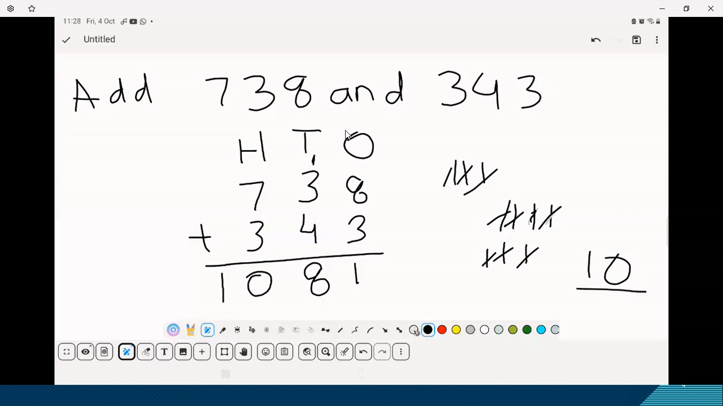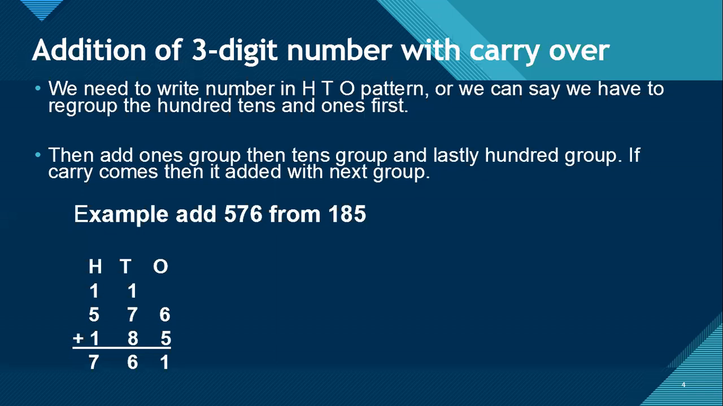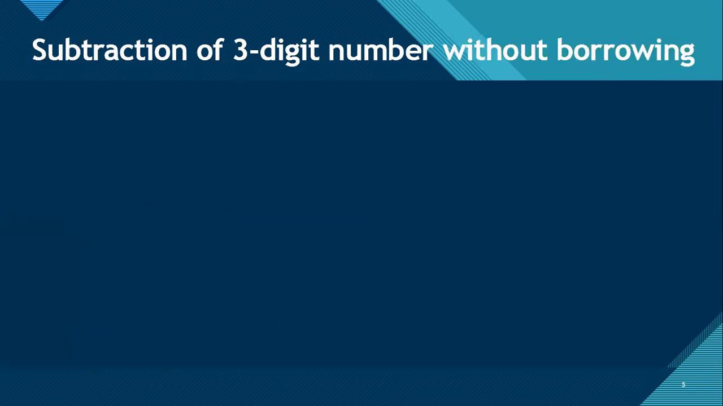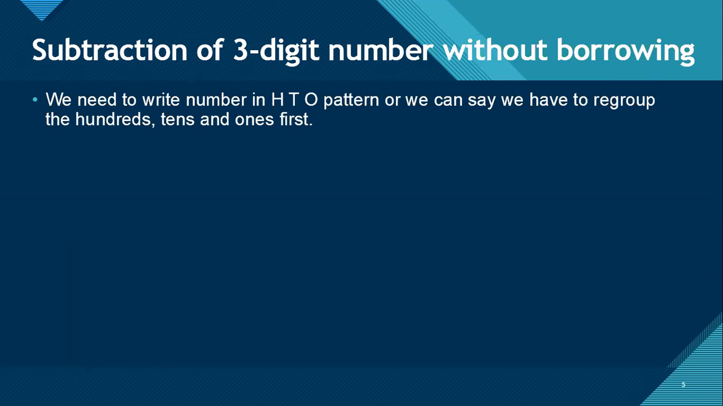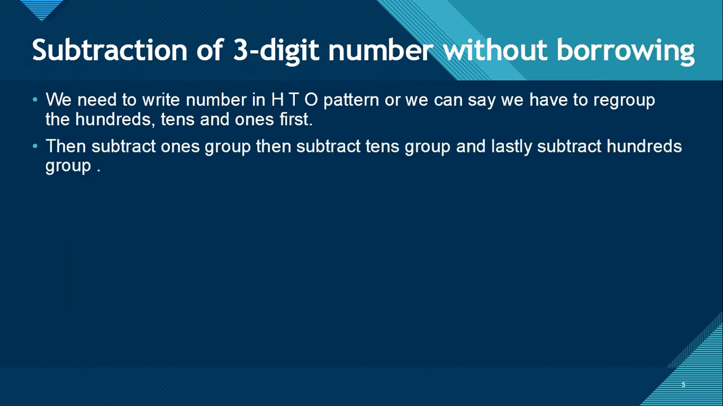The answer will be 1081. I hope it is very clear to you and there is no doubt in this. So let's quickly move to the next topic, that is subtraction of 3-digit number without borrowing. Without borrowing, simply step number 1 is the same. We have to write in HTO pattern, then subtract ones group, then subtract tens group, and lastly subtract hundreds group.